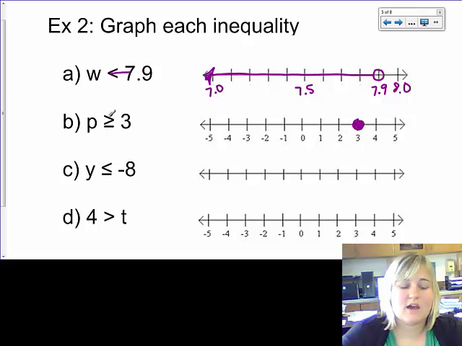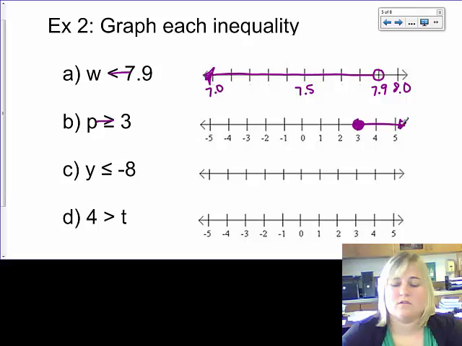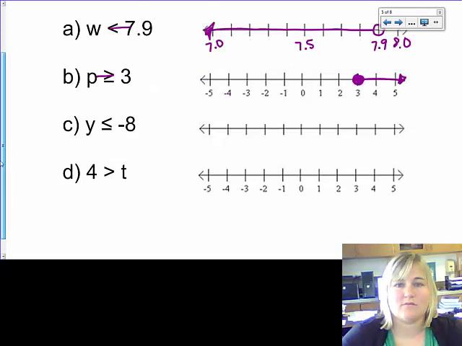Okay. And then my variable's on the left-hand side, so I can make it an arrow, and it says it's pointing to the right. So I'm going to make my arrow to the right and shade that direction. Okay. I want you to try the next two on your own paper, so go ahead and pause at this time so that you can do that.